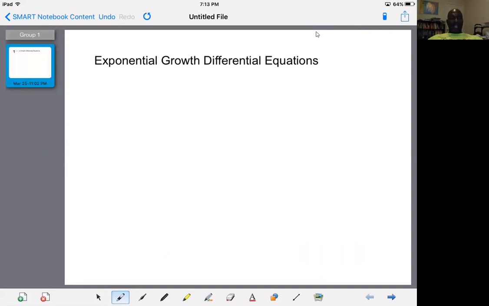Let me give you a verbal description of what an exponential growth differential equation is, and then I'll write the equation. It's a very simple equation. An exponential growth differential equation is a situation where the rate of change of a certain amount, in real life like a population of bacteria or a population of people, is directly proportional to the amount. The equation looks like this.